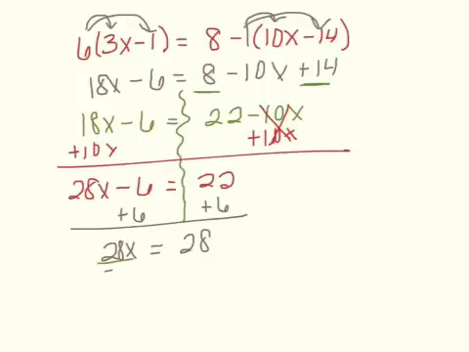Then the last step is I'm going to divide by 28, divide by 28. Those cancel, and x equals 1.